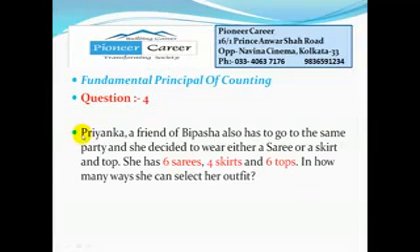Now question number 4. Priyanka, a friend of Bipasa, also has to go to the same party, and she decided to wear either a sari or a skirt and top. She has 6 saris, 4 skirts and 6 tops. In how many ways can she select her outfit?